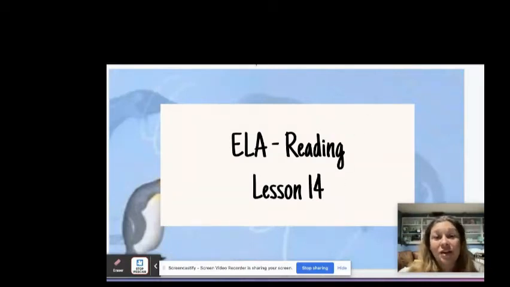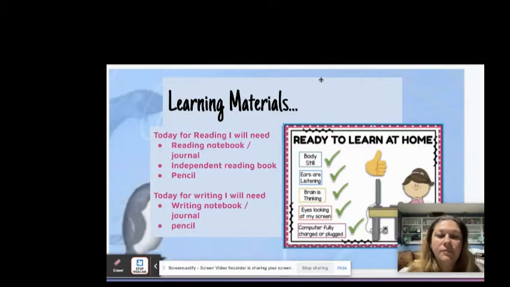Now, before we get started, let's take a look at the materials that you're going to need. For reading, you're going to need your reading notebook or journal, your independent reading book, and a pencil. And for writing, you're going to need your writing notebook or journal and a writing instrument such as a pencil.